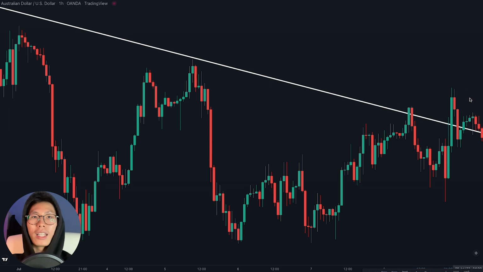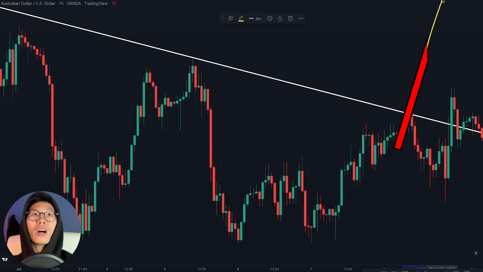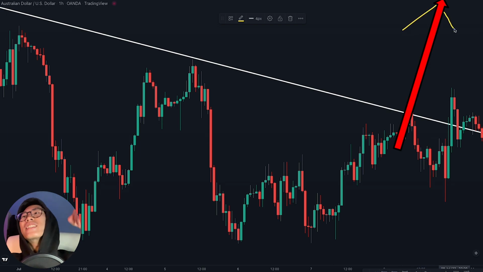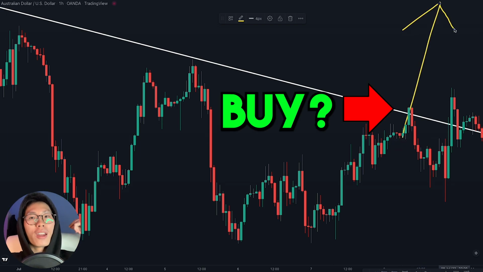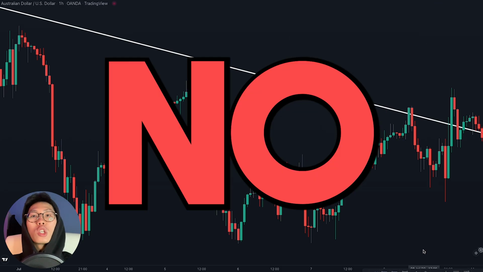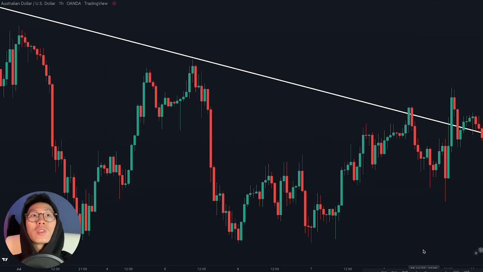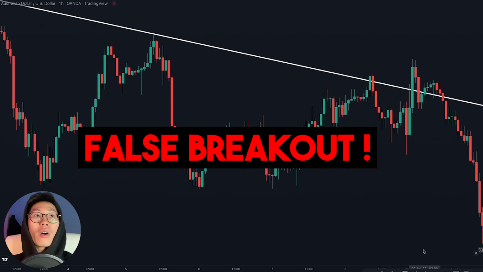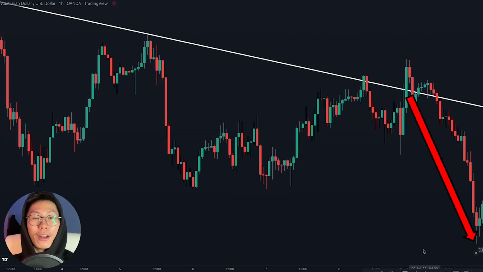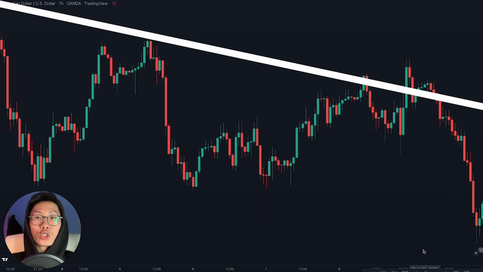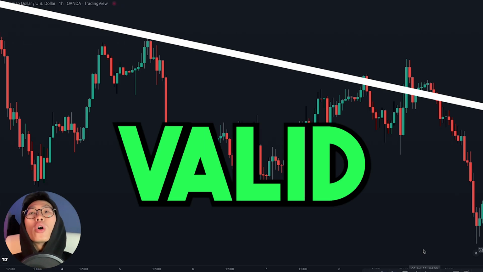So what does this mean? Does this mean that price is going to reverse and head back up already? Does that mean that we should enter for a buy right now? No, because you will have lost a whole lot of money, because this is actually a false breakout and price actually went back down even further, which means that this trend line is still valid even though it was broken.